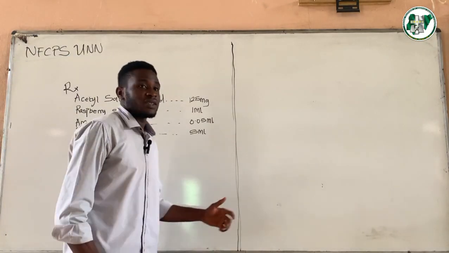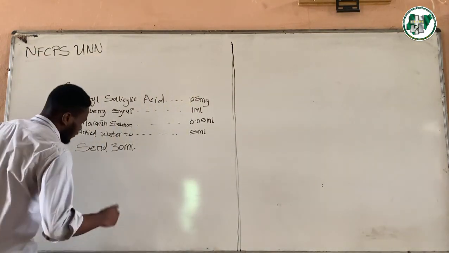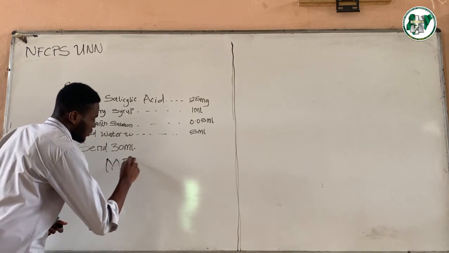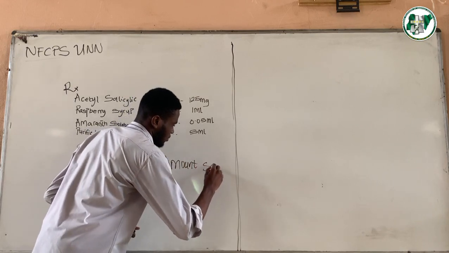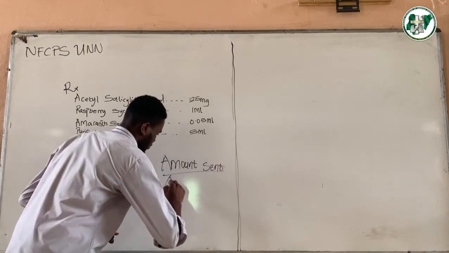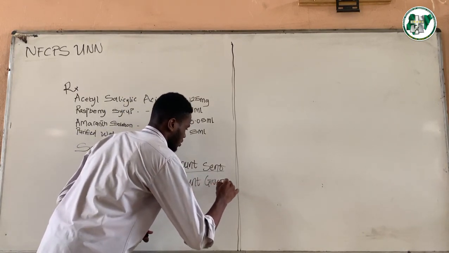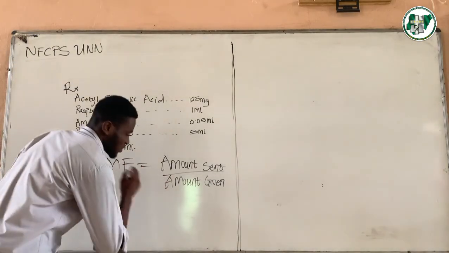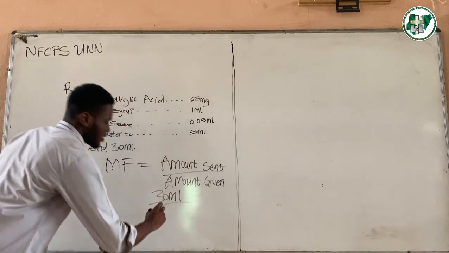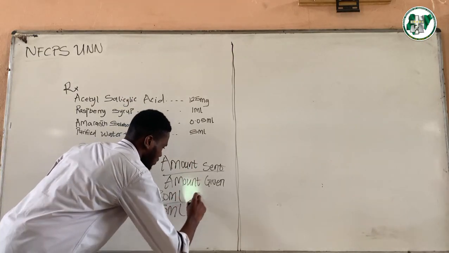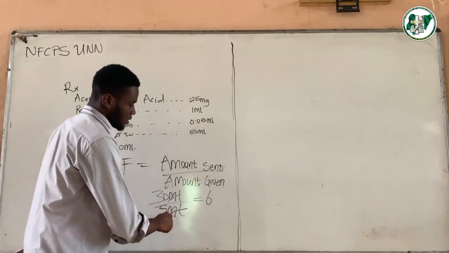Before we get to solving this, we have to get the multiplication factor. Multiplication factor, abbreviated as MF, is equal to amount sent divided by amount given. Amount sent is 30 ml. We're asked to send 30 ml, divided by 5 ml given. It is going to give us 6. You notice this multiplication factor does not have a unit because this ml will cancel out this ml, right?